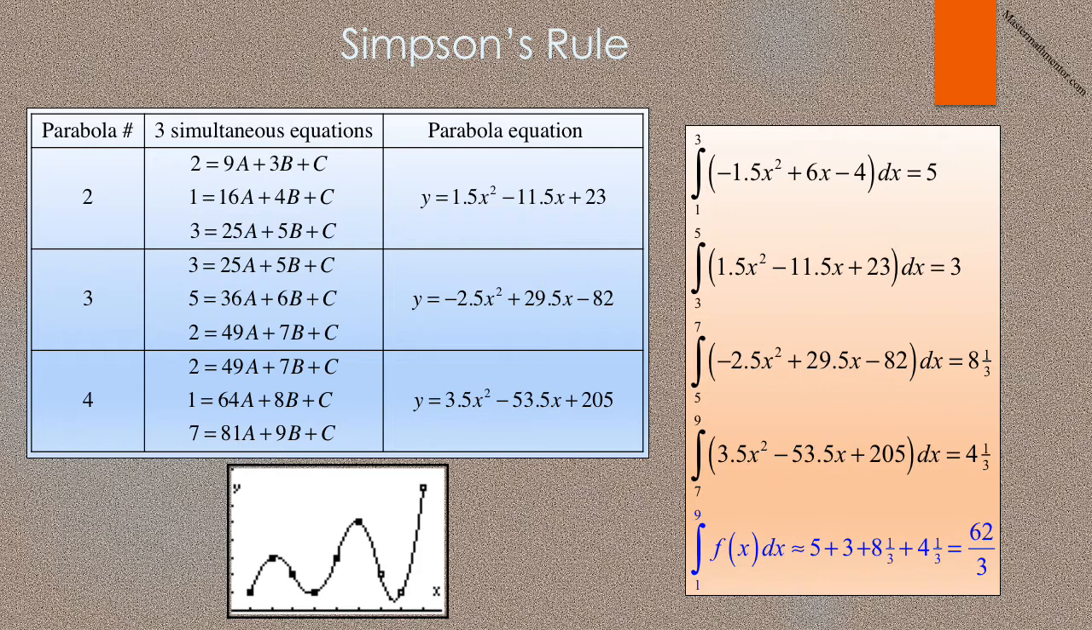And the integral from 7 to 9 of 3.5 x squared minus 53x plus 205 dx is 4 1/3. So therefore, the integral from 1 to 9 of f of x dx is approximately 5 plus 3 plus 8 1/3 plus 4 1/3, which is 62/3. Notice that this is still an approximation, as we don't know values of x between the given points.